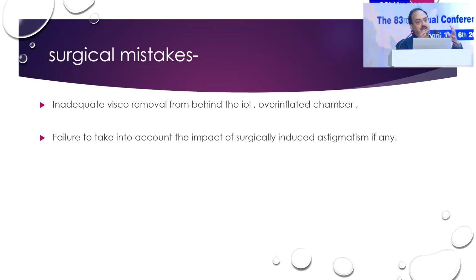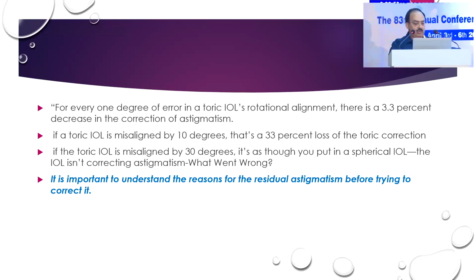The lens, it will be a larger bag, the lens can rotate immediately once the patient stands up from the table. And failure to take into account the surgically induced astigmatism. So every 1 degree of rotation, we know this, there is a 3.3% decrease, 33% on 10 degrees, and at more than 30 degrees, the effect is lost.